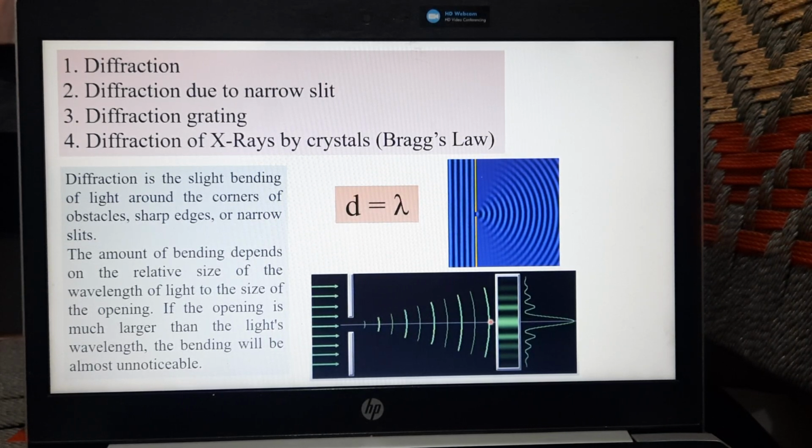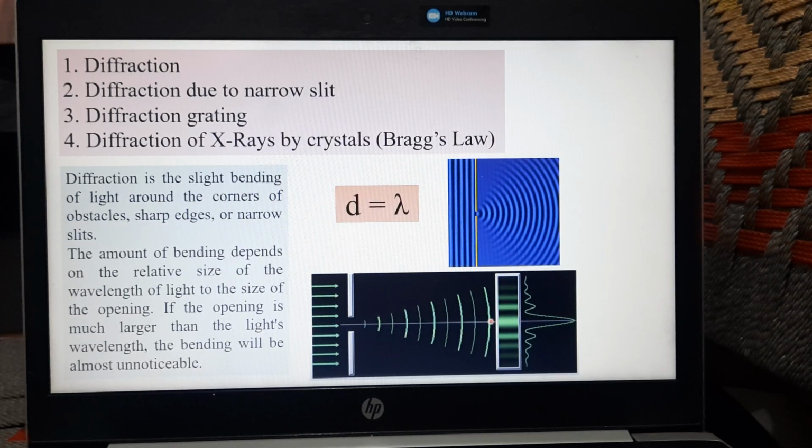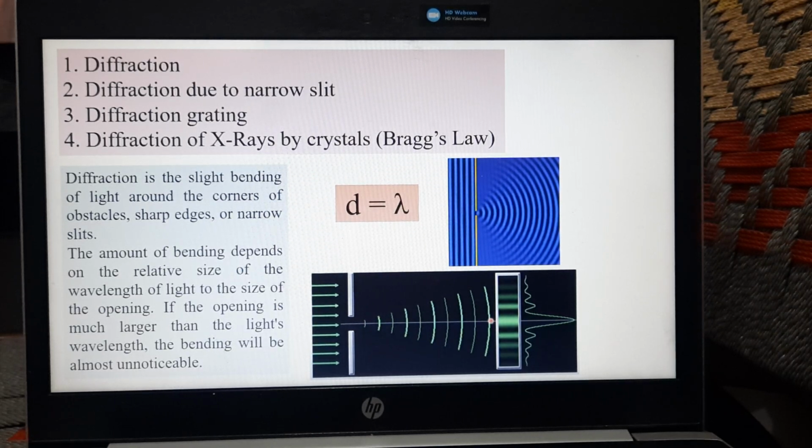But before going towards Bragg's law, you must understand what is diffraction due to a narrow slit, what is diffraction grating, and then you will be able to understand the diffraction of X-rays by crystals, which is basically Bragg's law.